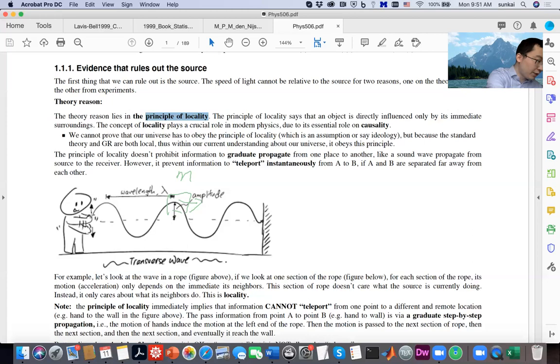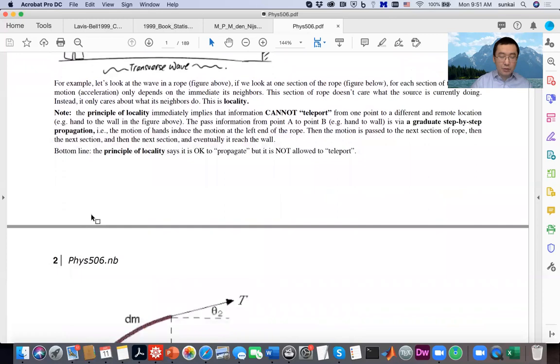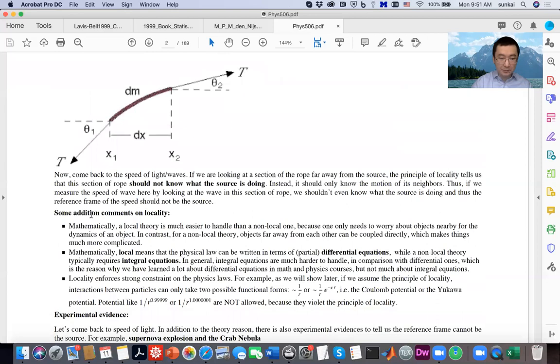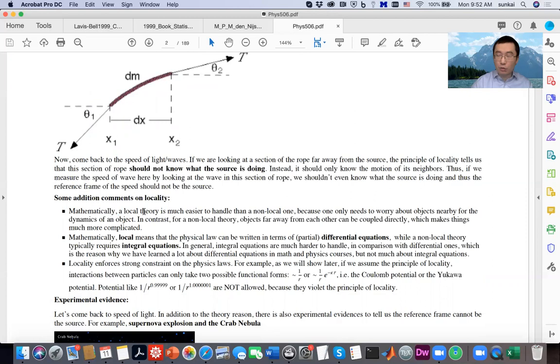Okay, let me say a little bit more about the principle of locality. Okay, so the principle of locality is a very fundamental and very important principle, and we will see some more examples later. Okay, mathematically, it means that the theory is local. Any physics theory needs to follow the principle of locality. And this principle actually makes things a lot easier. Okay? The reason is that this principle puts very strong constraints on our physics principles. So many of the weird possibilities are ruled out by the principle of locality. It makes things a lot easier.